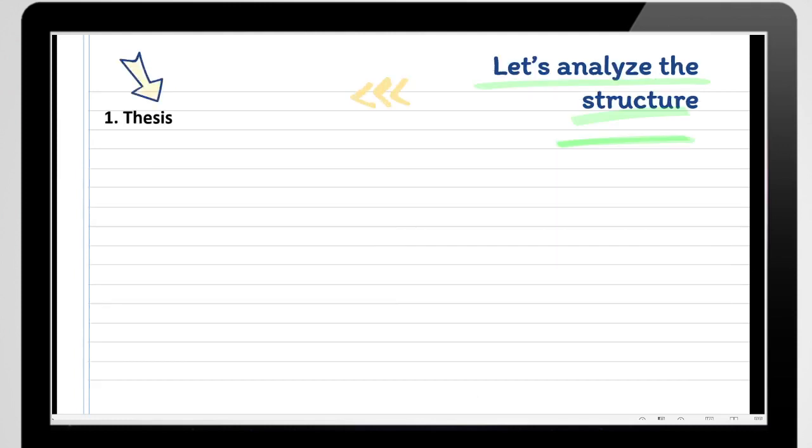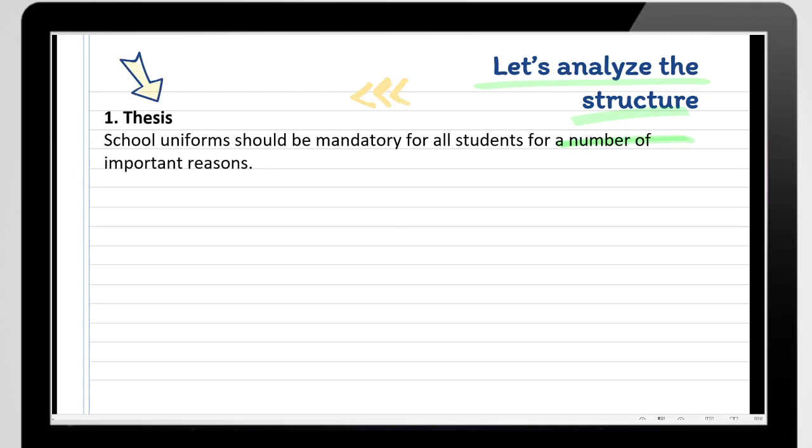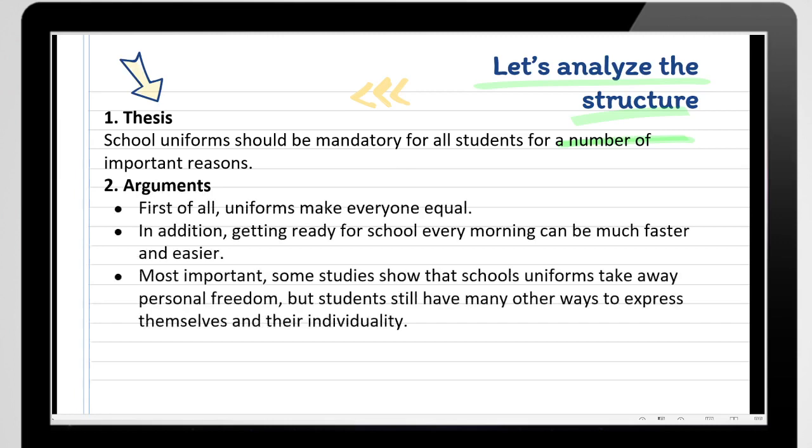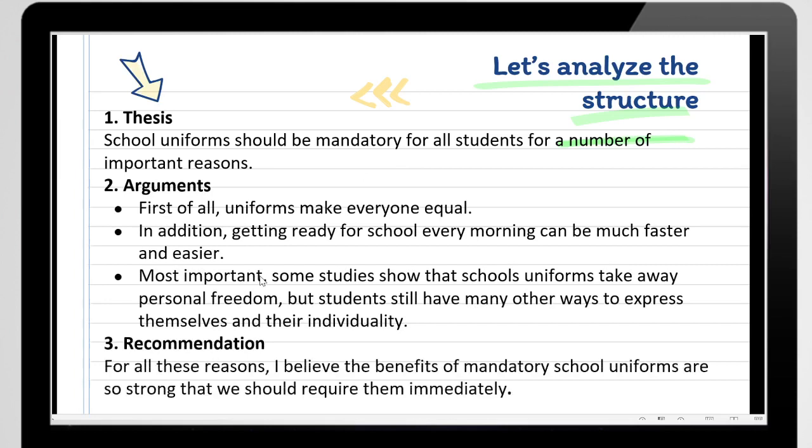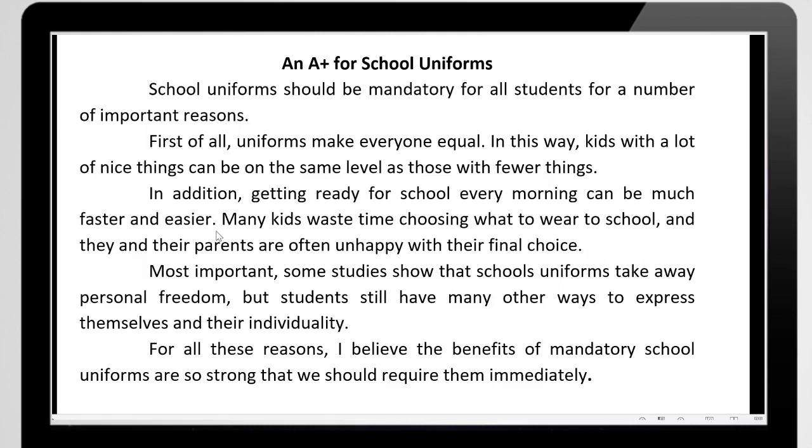Here I prepared for you the thesis. School uniforms should be mandatory for all students for a number of important reasons. And there are three arguments here. First of all, in addition, most important, and the recommendation, I believe. You can see that. This is the text. We can see it in the first paragraph, right? This is the thesis. The second, the third, and the fourth paragraph, they are arguments, and the last is recommendation. And you should remember this.